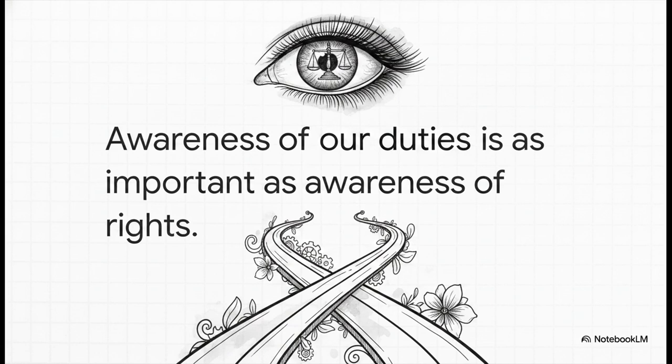And that leads to a really powerful statement derived straight from our source text. Awareness of duties is as important as awareness of rights. The author emphasizes that to hit this critical balance between the individual and society, it's absolutely essential to orient the citizen to actually be aware of their responsibilities. Democracy is, at its core, a two-way street, and the Constitution demands that we recognize our side of the bargain.